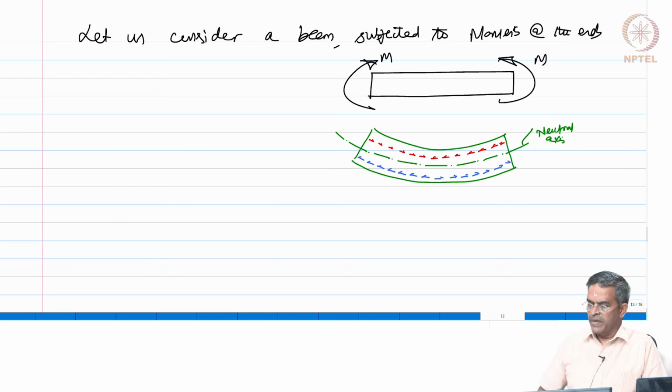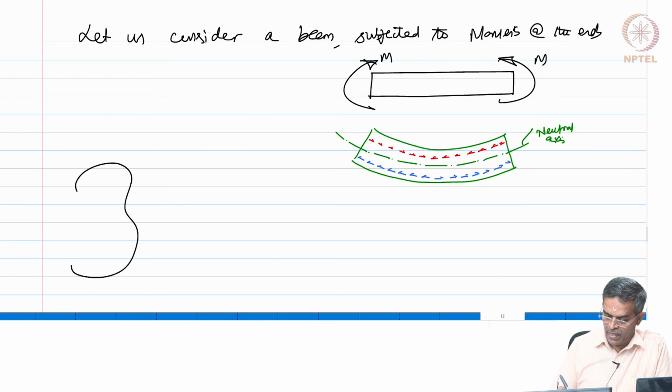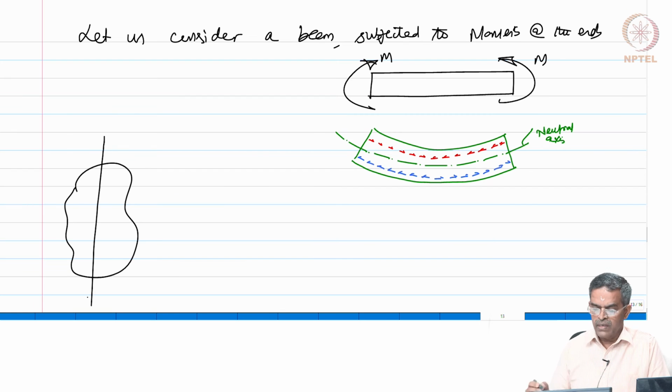Let us take an arbitrary cross section. Okay. In this cross section, let us mark the extreme fibers.